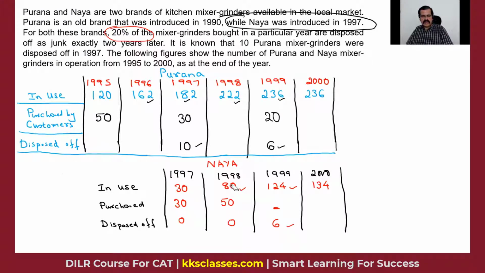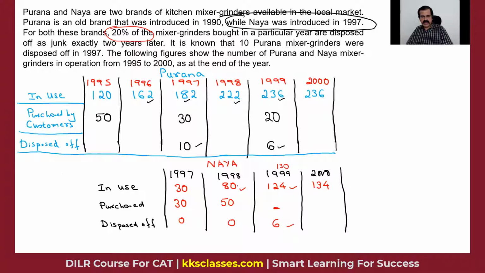So we have 80 items in use in 1998. That went up to 124 next year, but that 124 is after throwing away 6. So at one point of time, the 6 were in use, and 6 were disposed of in 1999. During that year, before disposing of, they were in use. So at one point of time, 130 were in use in 1999, and then 6 were thrown off.